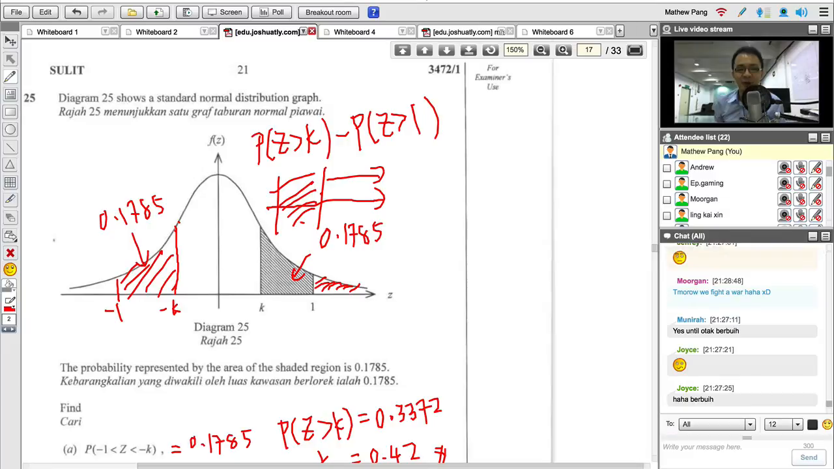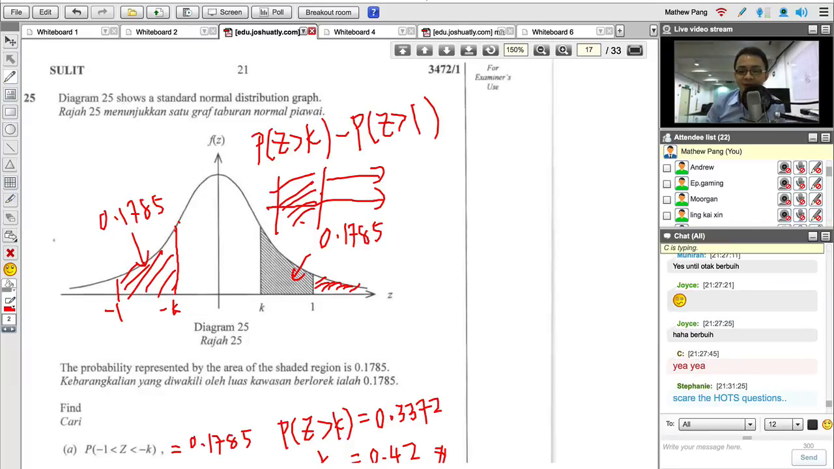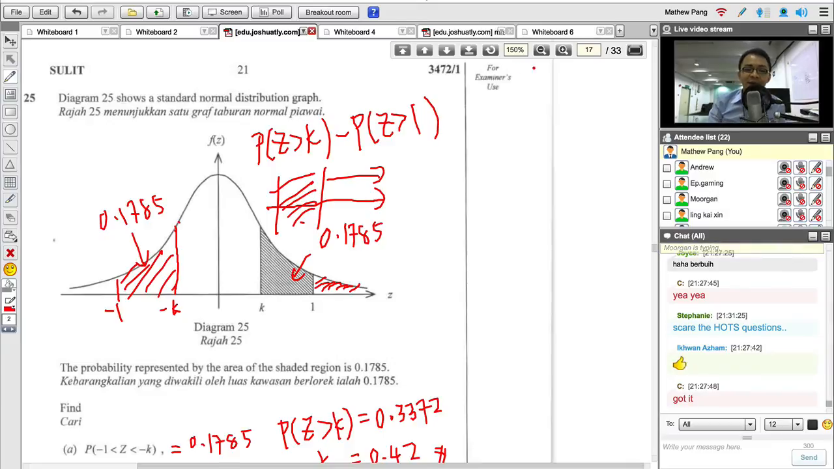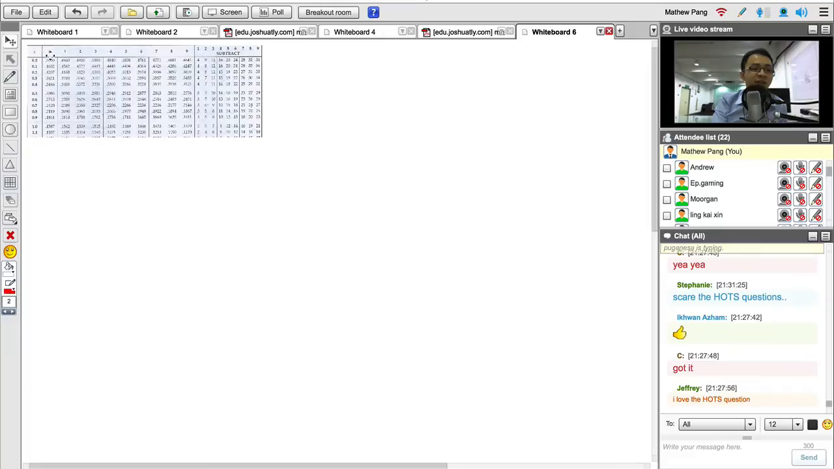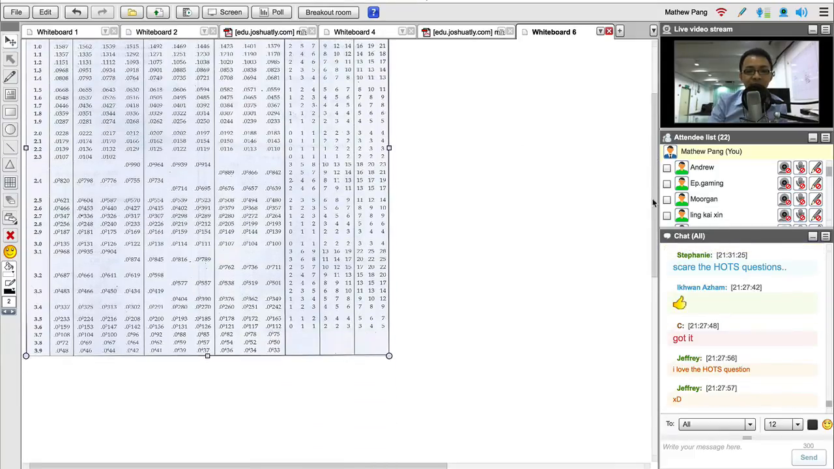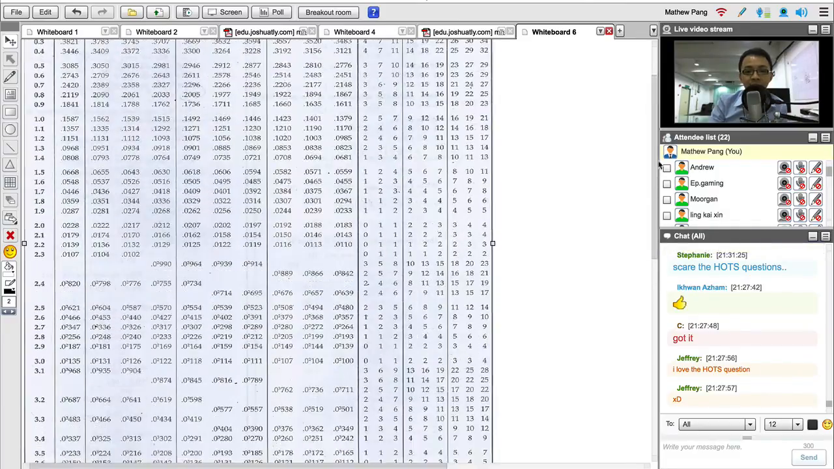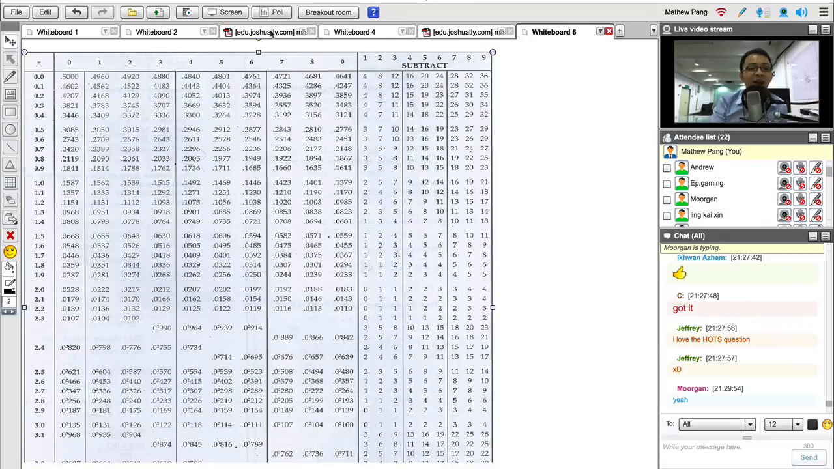And for z bigger than 1, you have to find the z value table. Okay, then how do we get the 0.42? After we got z bigger than k equals 0.3372, we need to find 0.3372 from this z value table. Let me zoom in a bit. This value over here is the probability, so you must understand this one is probability.